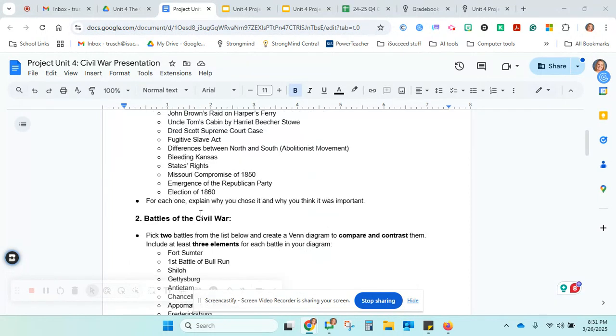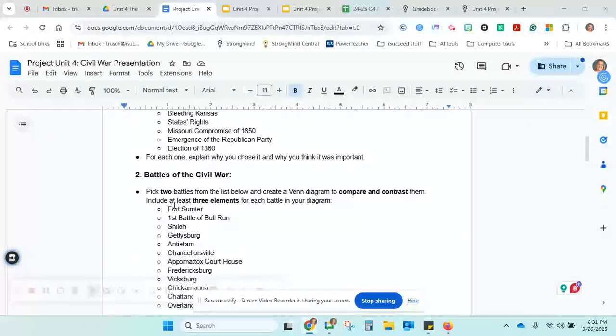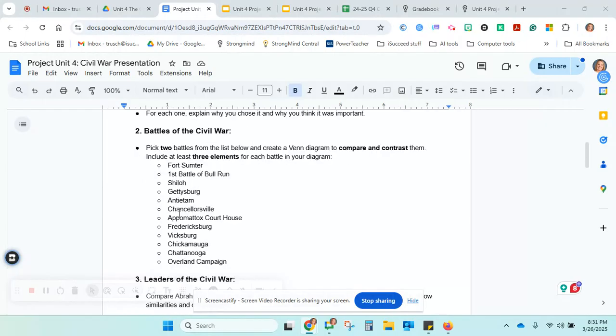And then, I need you to pick two battles from the list below and create a Venn diagram to compare and contrast them, and include at least three elements for each battle in your diagram. So here are some battles that you might choose. You could do another one. That's totally fine. I don't care. So choose three things about each one, three things that they have in common, and that's pretty easy right there.